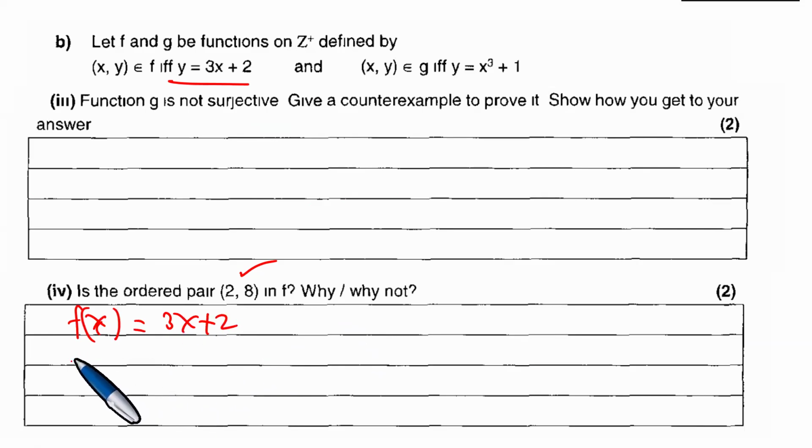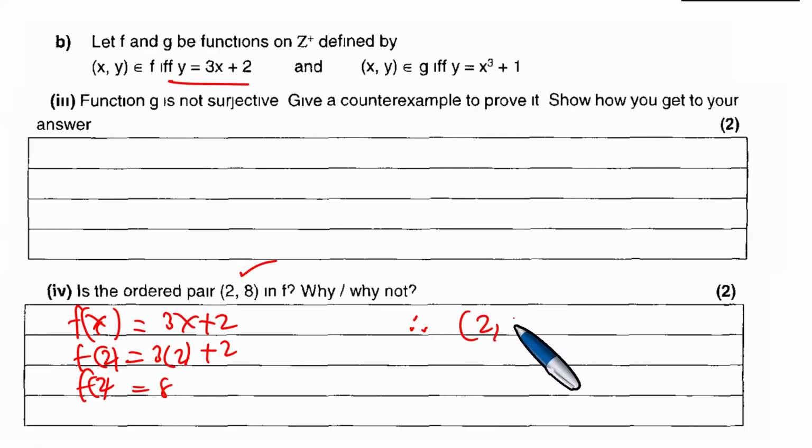So we're getting f of 2, which is 3 times 2. 3 times 2 is 6, plus 2, which is 8. Therefore, (2, 8) is an element of f, because whenever x is 2, then y is 8.